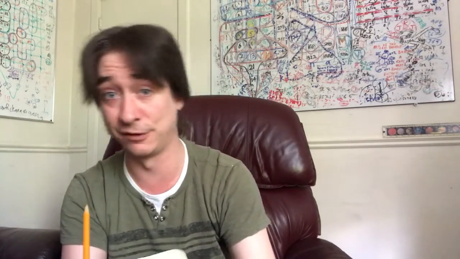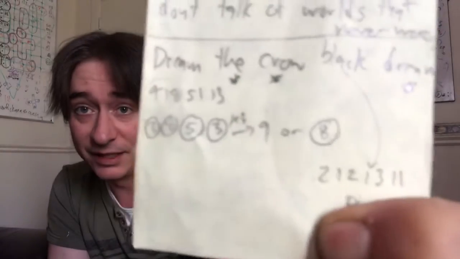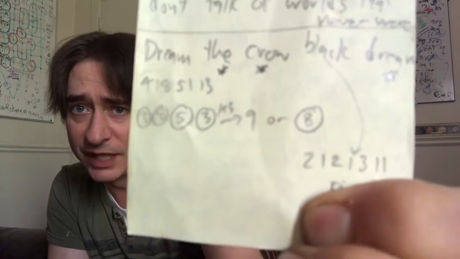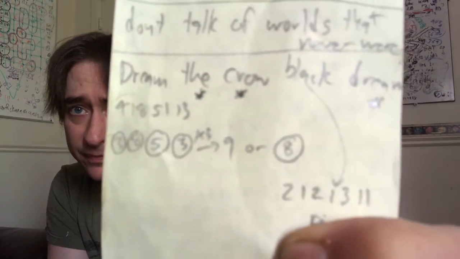A 4 is a circled 8. So 4 is a circled 3. An 18 is a circled 8. A 5 followed by a 1 would be a circled 5. So right away you got circled 3, a circled 8, a circled 5. Now what do you have left?